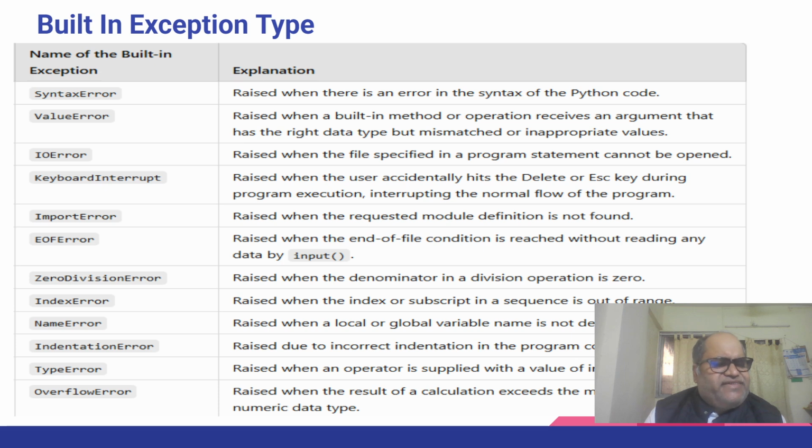Zero division error, we saw some examples. Index error, we just talked about it. Name error. This is raised when a local or global variable name is not defined. So these are the errors where you use a variable before defining it. Indentation error, as you know, a Python code block expects code to be indented in a certain fashion. For example, after the definition of a function or a loop, there should be a tab or whatever indentation you have defined, and code is expected to be there. So if there is an indentation error, that will be covered here.